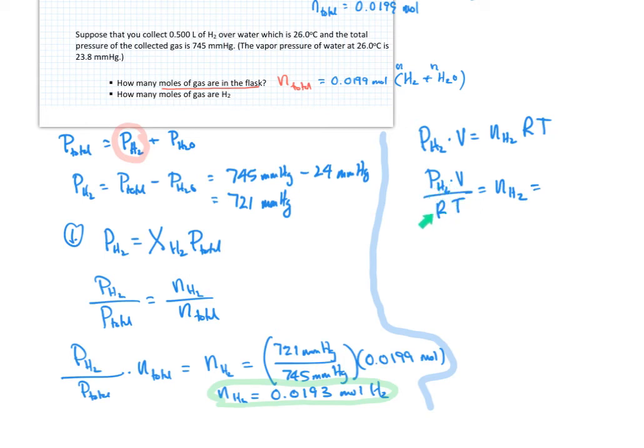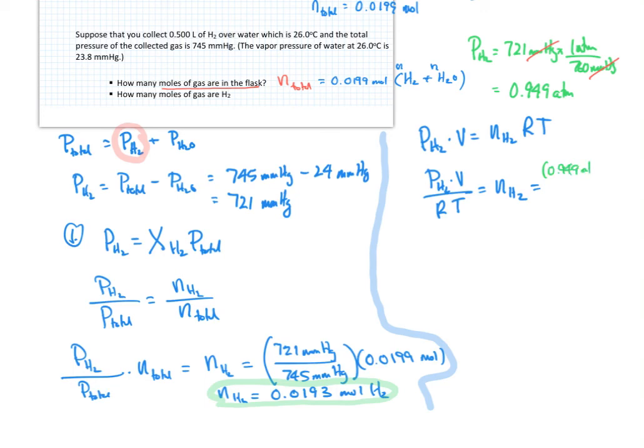Remember the units on R, liter atmosphere per Kelvin mole. We have volume in liters. We've already found the Kelvin temperature, but this pressure is in millimeters of mercury. So we're going to need to convert that into atmospheres before we're allowed to do this calculation. So let's do that first. The pressure of hydrogen is equal to 721 millimeters of mercury times 1 atmosphere for every 760 millimeters of mercury. Millimeters of mercury cancels millimeters of mercury, and this is going to equal 0.949 atmospheres.